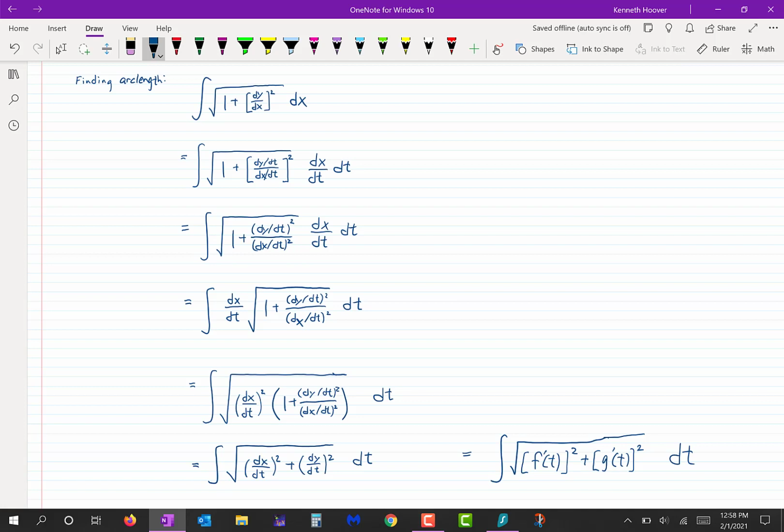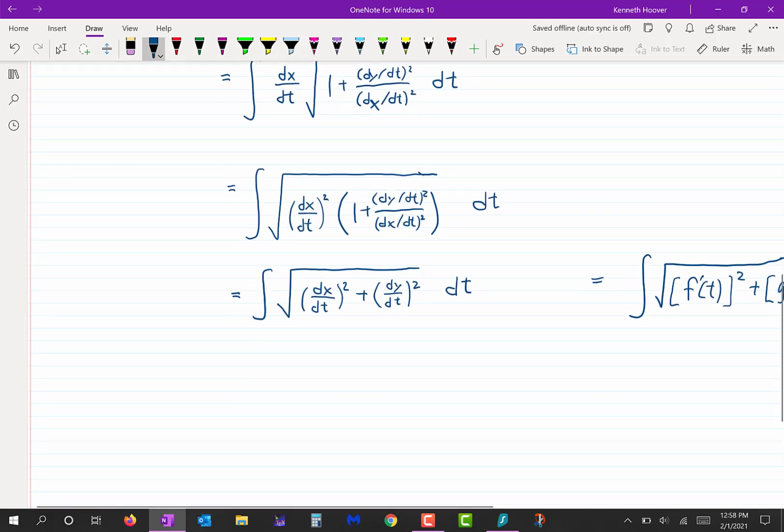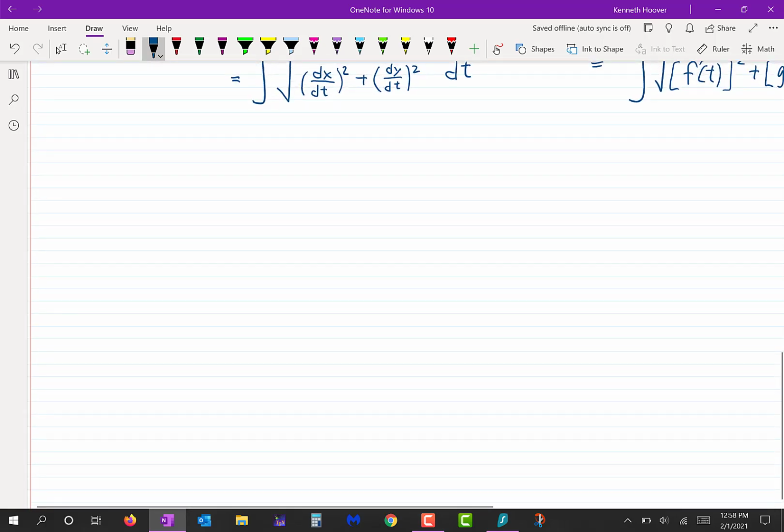Okay, and then one more thing you learned in Calculus 1 and 2 was how to find the surface area of a surface of revolution. Let me remind you what that meant. So let me just write here. I'm just going to write surface area, okay? Finding surface area.